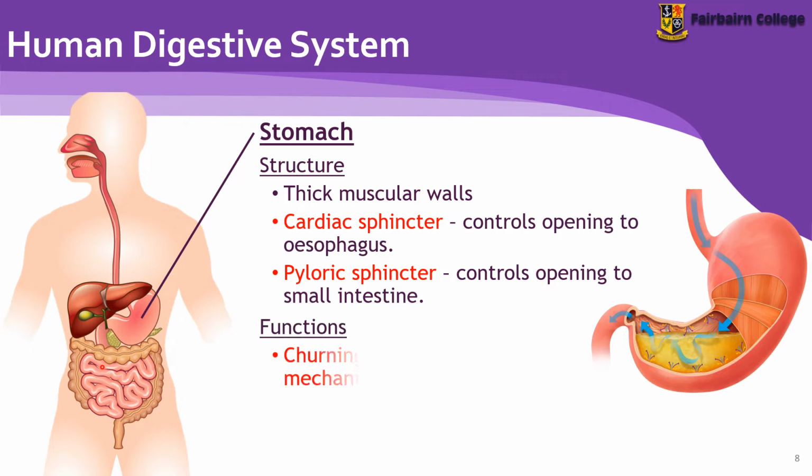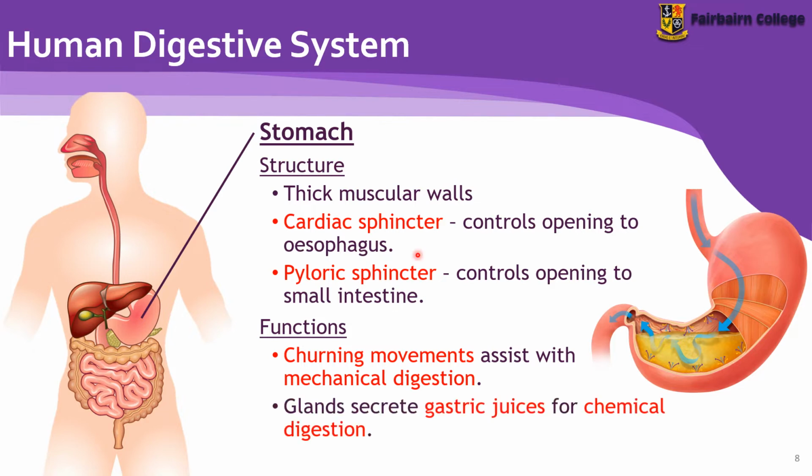The main function of the stomach is digestion. Mechanical digestion is achieved by churning movements of the muscles of the stomach that mix and break up the food, while chemical digestion is achieved by the juices secreted by the stomach, called the gastric juices, which are going to facilitate the chemical digestion.